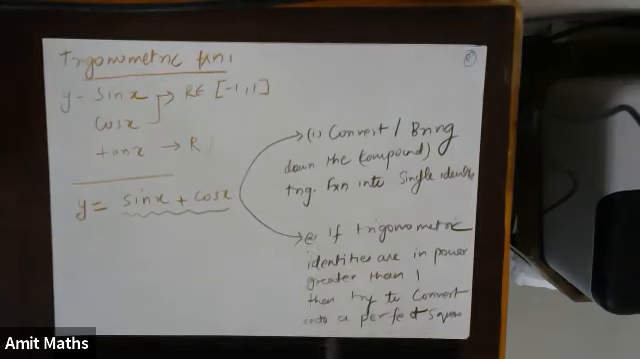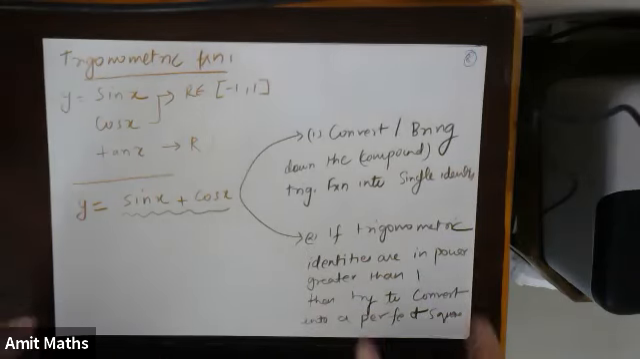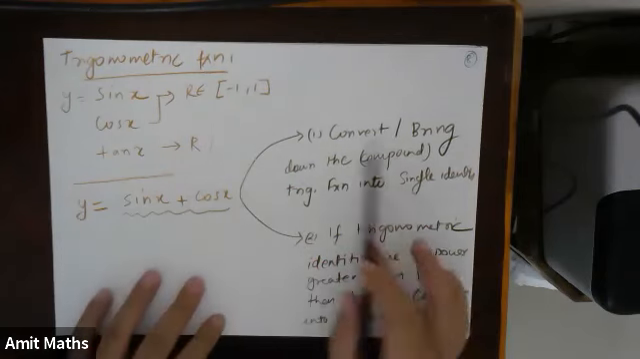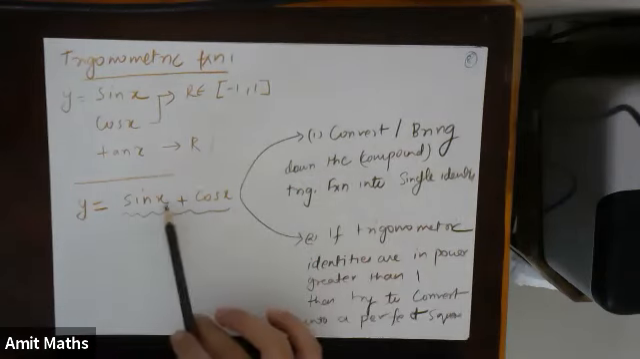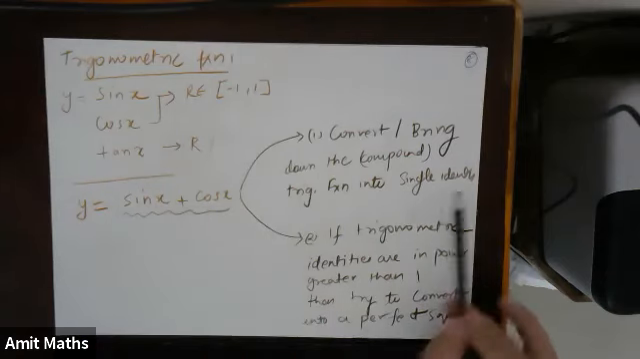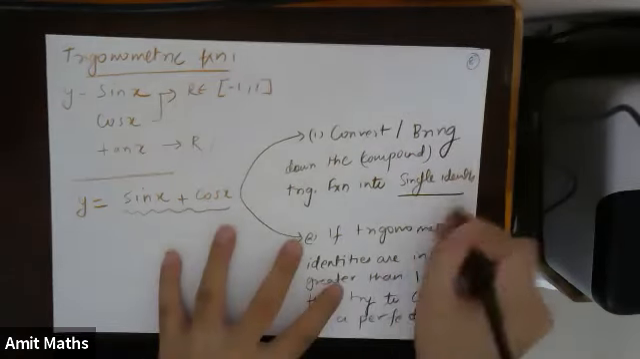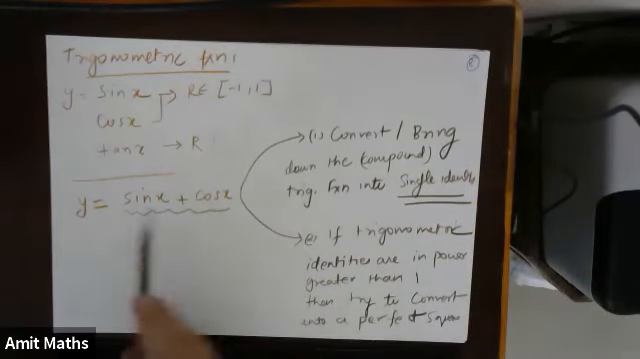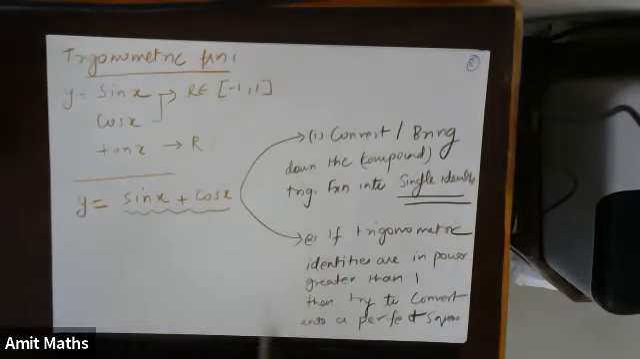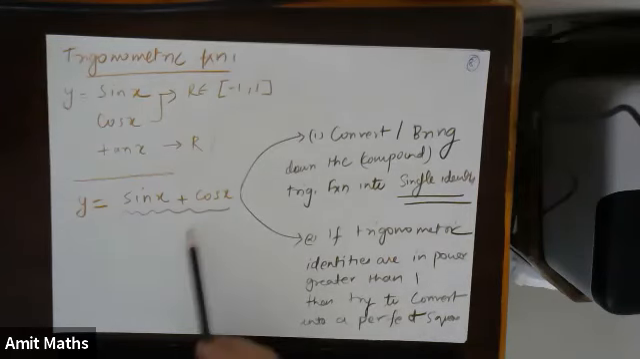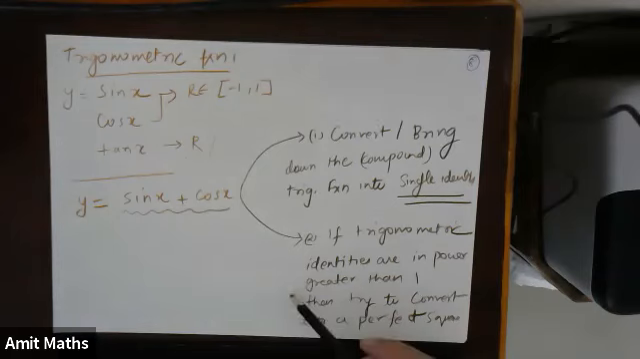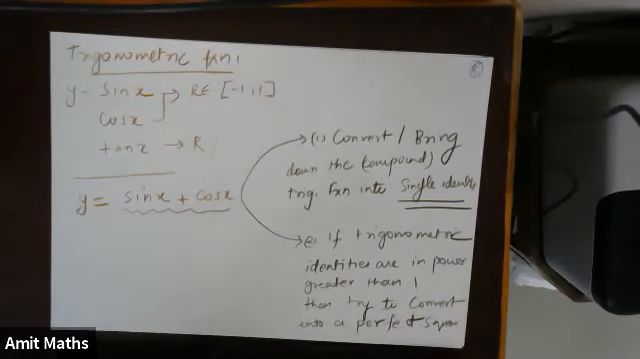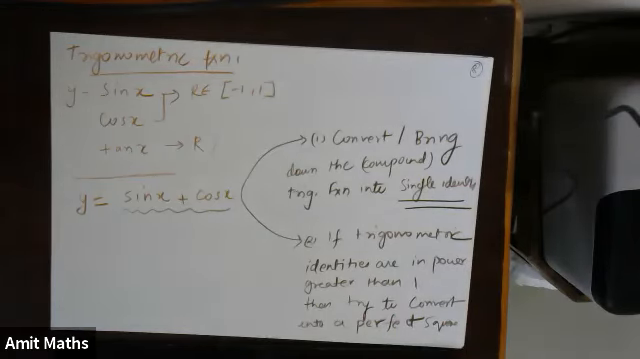So the first kind of question will be something like this, that they have given you addition, subtraction or multiplication, and you try to bring down the compound trigonometric expression into a single identity. This is important. And second, if the power, in this case the power is 1, is greater than 1 in an equation, then try to convert it into a perfect square. Using that perfect square, we can find out the range.